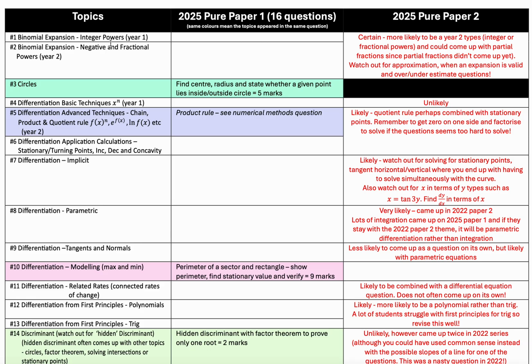Binomial expansion didn't come up, so it's guaranteed to come up in this paper, and more likely a year 2 style. And I just made a few comments like watch out for approximations, when the expansion's valid, over and underestimates, because that's the trickier part of the question, because the rest is just technique, pretty straightforward.